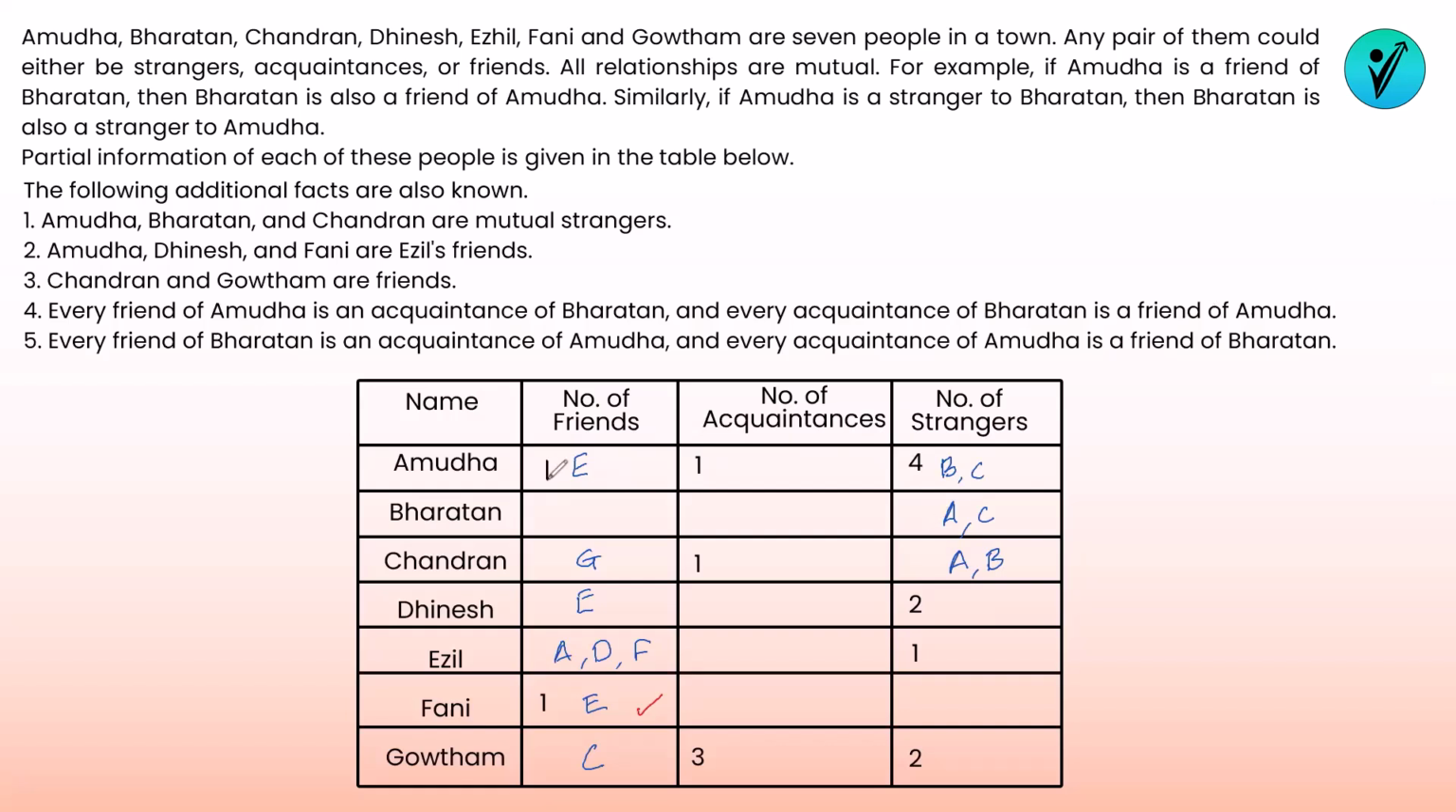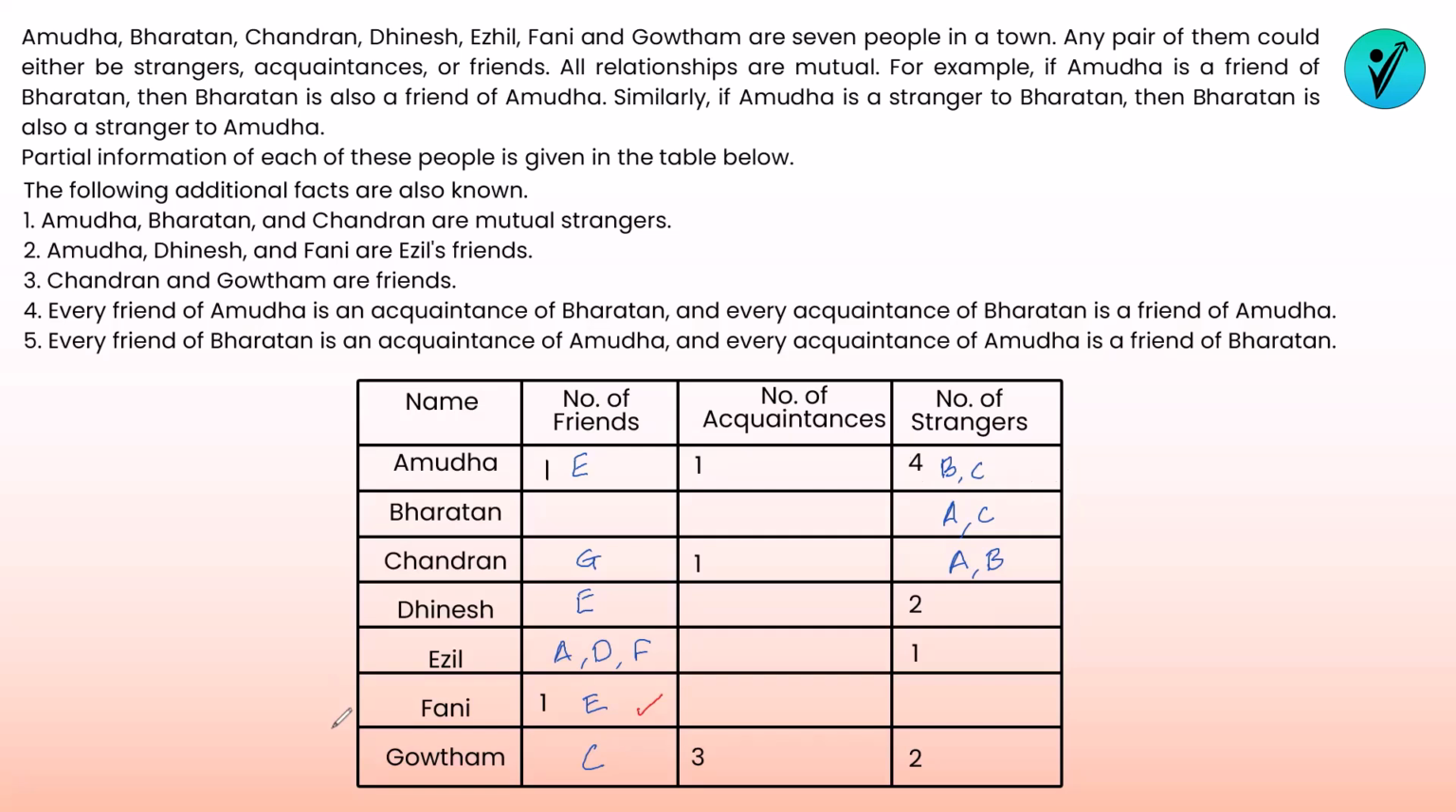I haven't yet got the names, but I know for a fact that A has 1 friend who is E. A has 1 acquaintance who we don't know. And A has 4 strangers, 2 of which have been accounted for, but we still have 2 more to figure out. That's the first thing. Is there anything else that can be done?